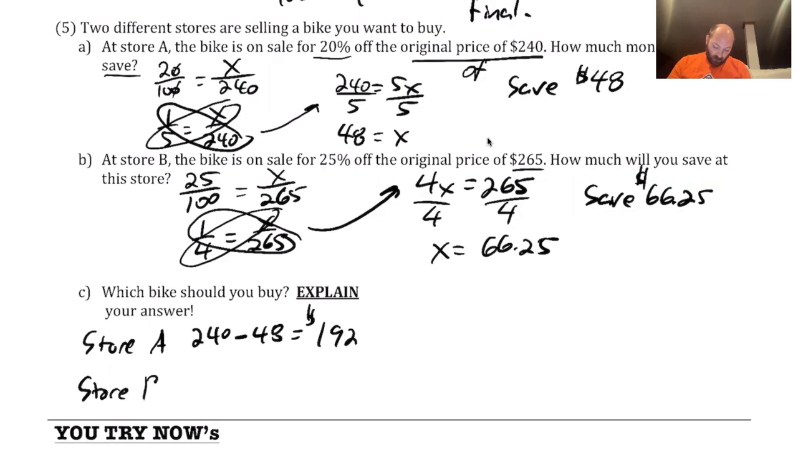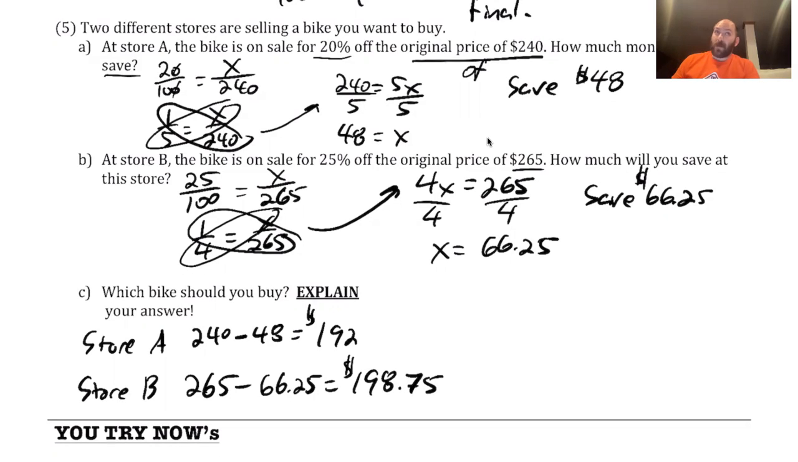At store B, it's starting off at a higher amount and it's taking away 66.25. And you can hopefully kind of see it already. Oops, 0.25 will come out as 198.75. So even though it's got a better sale, like 25% gets you more savings than 20%, the problem is store B started at a higher amount. So even then, in the end, it's going to be higher there, at 198. So store A is the better buy.